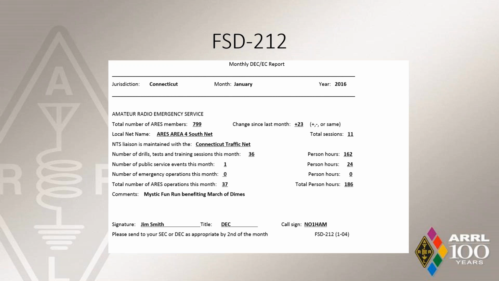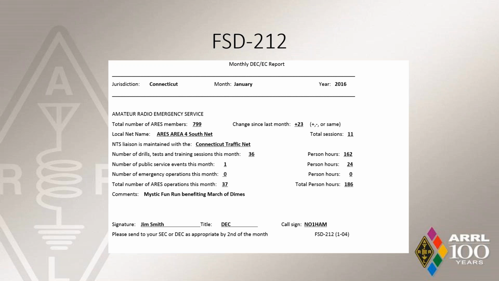And this is the number of net sessions. So for example, let's say your county only has 2 active nets. One's a general interest net, and the other is an ARES net. And during the month, the ARES net activated 4 times for weekly training, and twice, once for a public service event and once for an emergency event. So that's 6 net sessions. We wouldn't count the general interest net that did not activate in support of ARES. So it's total number of net sessions.